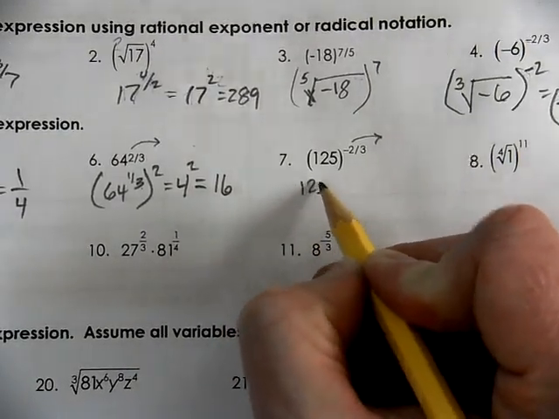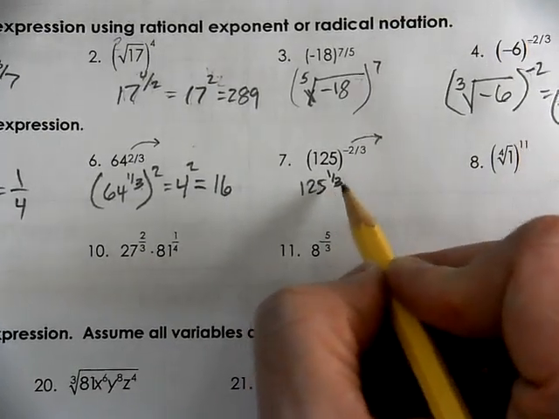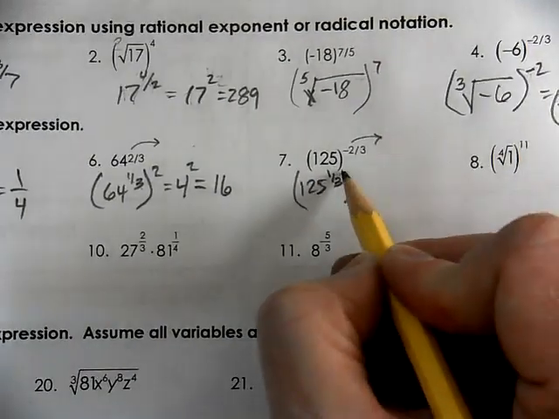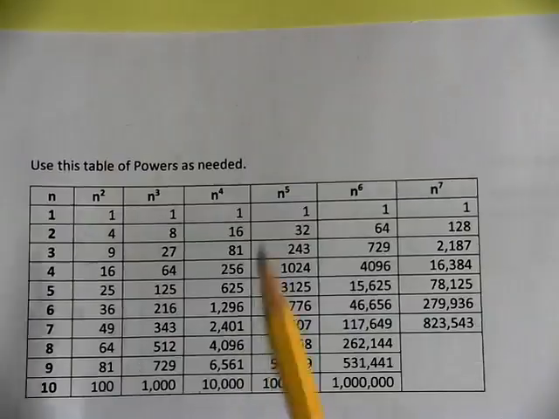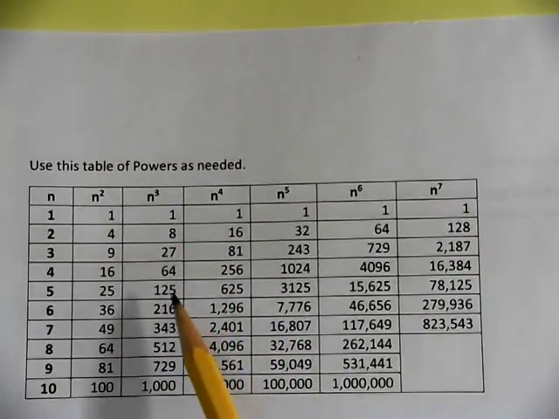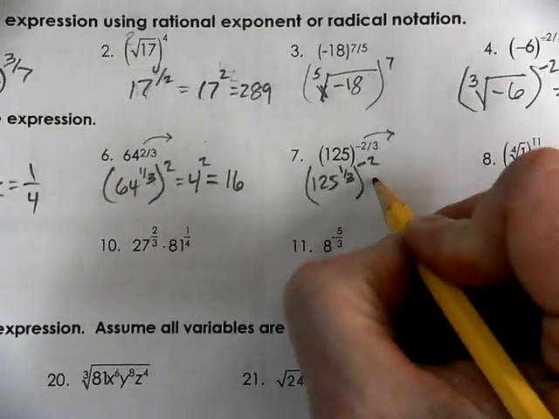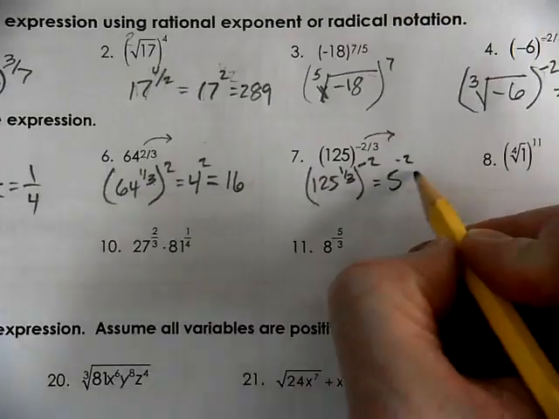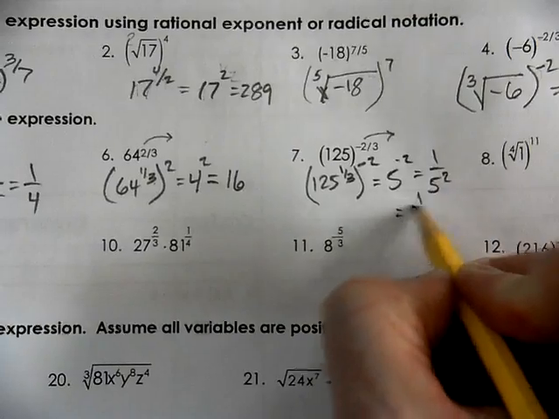So we're doing 125 to the 1/3 power. We don't need parentheses. We'll use our parentheses on the outside, raised to the -2 power. So the cube root of 125 is 5. The negative means you're going to put it into the denominator, and then you're going to square it.